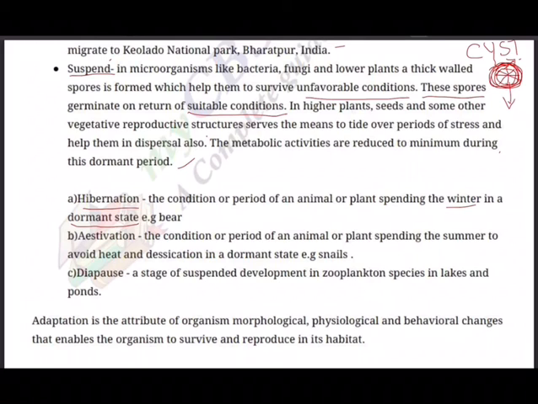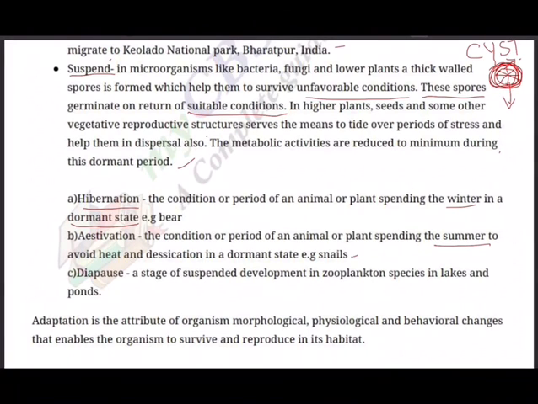But then estivation also, that is the condition or period of an animal or plant spending the summer to avoid heat and desiccation in a dormant state. That means when the temperatures are soaring, when temperatures are high, some of the animals like snails, to overcome the higher temperatures, they take rest during summer. But remember, hibernation is winter sleep, estivation is summer sleep.